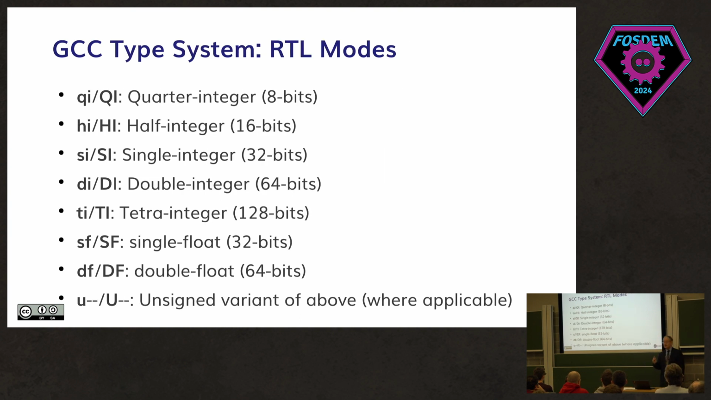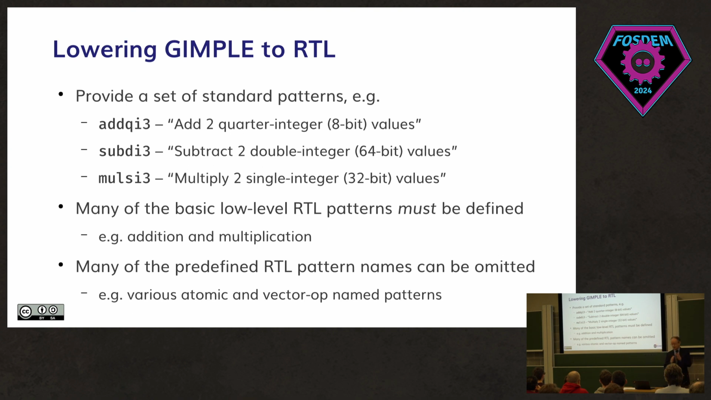Side note here, GCC has its own names for types, everything from quarter integer, 8 bits, up to double integer and tetra integer and double float, and they're known as QI or HI and so forth. You can have unsigned variants of those, and those will come all the way through. So when you see those, they're just sizes of things. So how do you get Gimple to go down to RTL, which you can then code generate from?